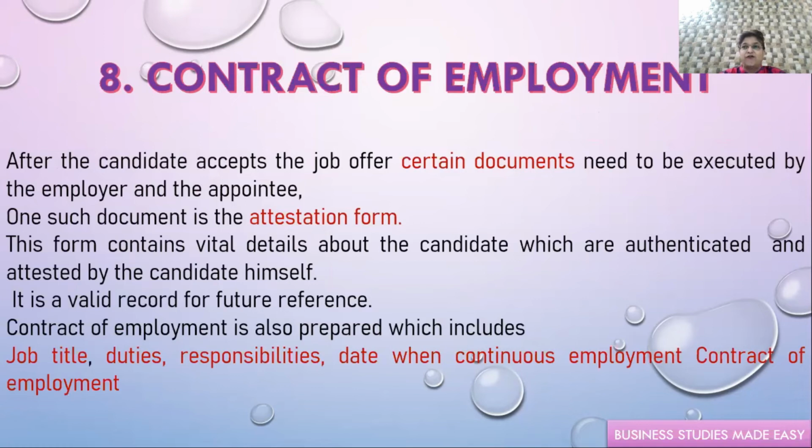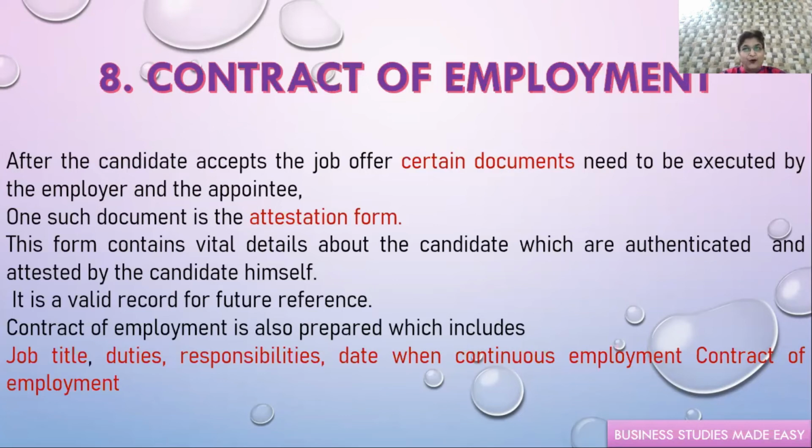And there's an attestation form in which a number of things will be required depending from company to company. And you will be required to fill it up and sign it. And the contract of employment is also a contract, and it tells you the title for which you have been selected. For example, you've been selected as a PGT commerce. Now, which subject are you going to teach? Commerce has got so many subjects. So have you been appointed as an accounts teacher or a business teacher or economics teacher?